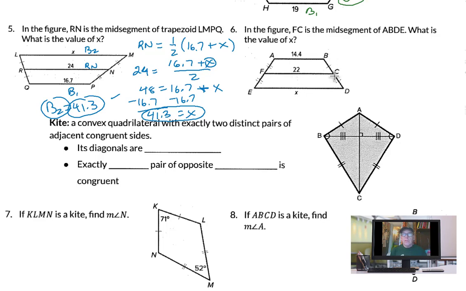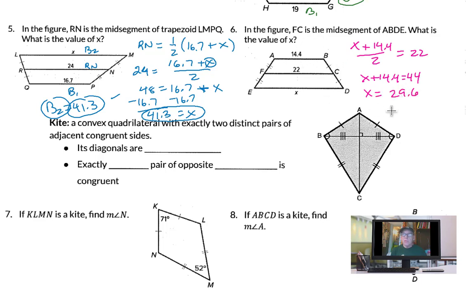In the figure, FC is the mid-segment. Okay, so this is the same idea. This trapezoid is flipped upside down compared to the other one. Exactly the same pattern. X plus 14.4 divided by 2 has to come out to be 22. Multiply both sides by 2. X plus 14.4 equals 44. Take 14.4 away from both sides. X is equal to 29.6.